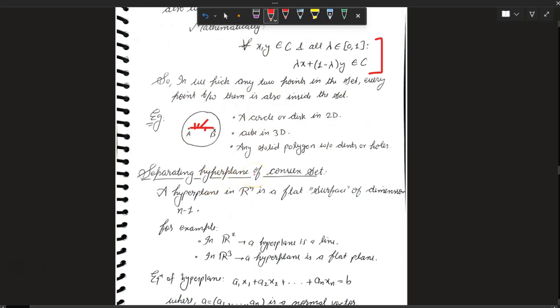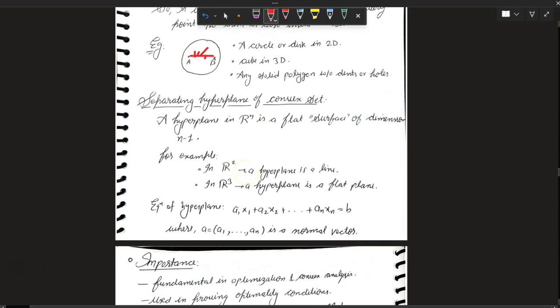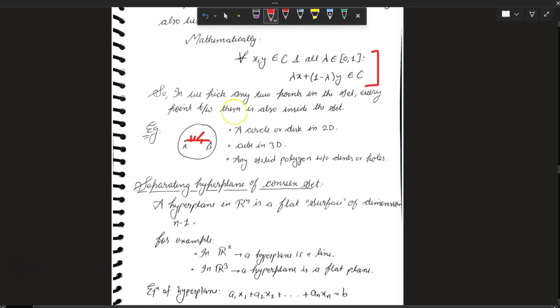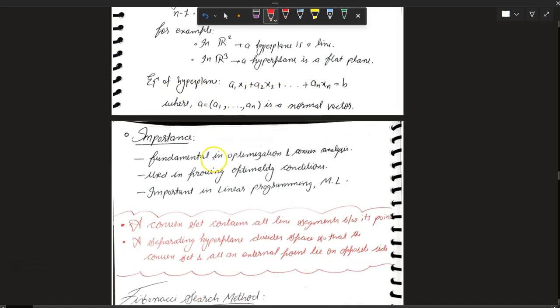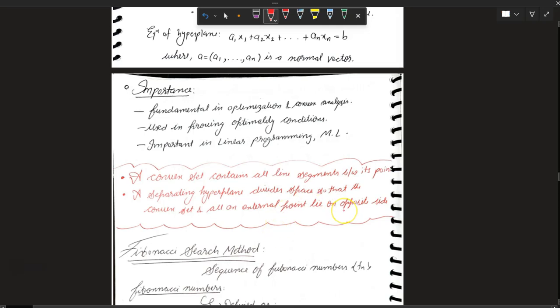So let's see what is a separating hyperplane of a convex set. The hyperplane in R^n is a flat surface of dimension n minus 1. So what will it do? It will separate the convex set and a point in a plane. These are all the equations, and let's see the importance. Importance is that it is fundamental in optimization and convex analysis, used in proving optimality conditions. Important in linear programming and machine learning. So take this note: a convex set contains all line segments between its points, and a separating hyperplane divides space so that the convex set and all the external points lie on opposite sides, as I told you.